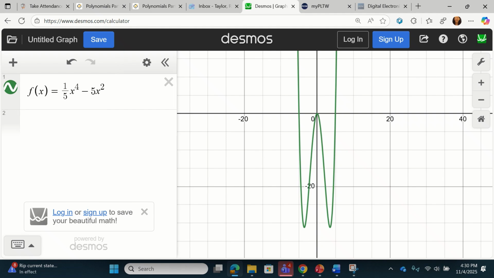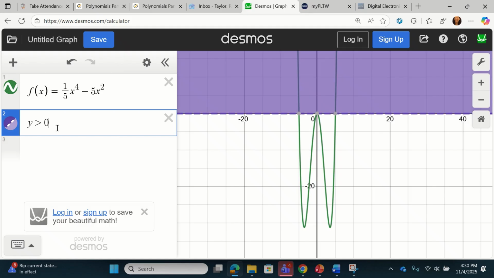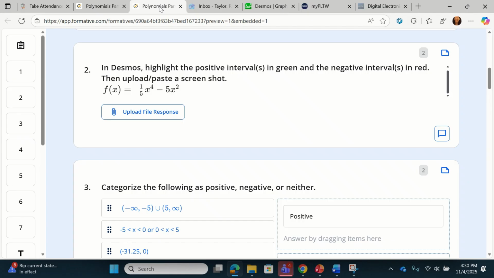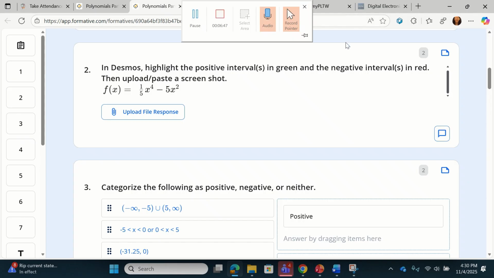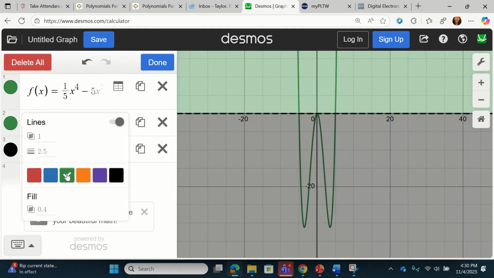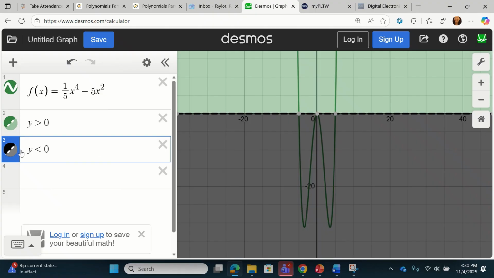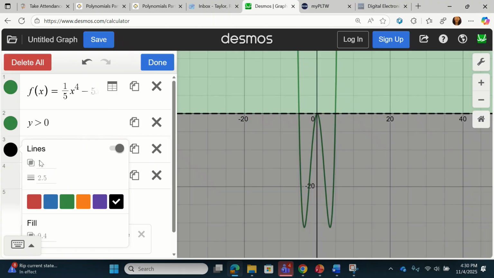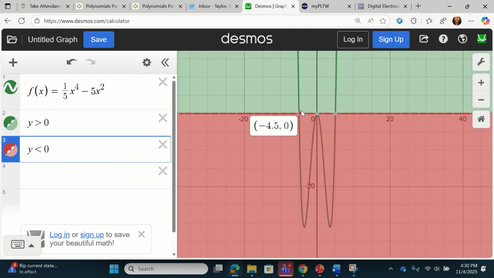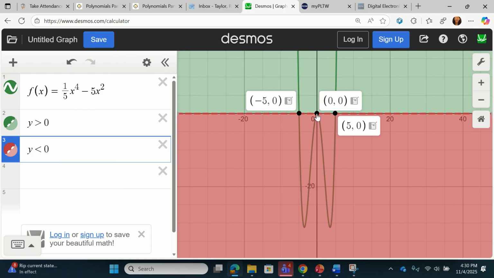Zoom in. All right, so positive is going to be y is greater than 0, and negative is y is less than 0. And what were the colors? Positive in green, negative in red. So I'm going to change that to green, and negative, we're going to change that to red. Okay, so we changed the highlighting, and again, we've done that before. But now we actually need to restrict that because we don't want it positive and negative everywhere.